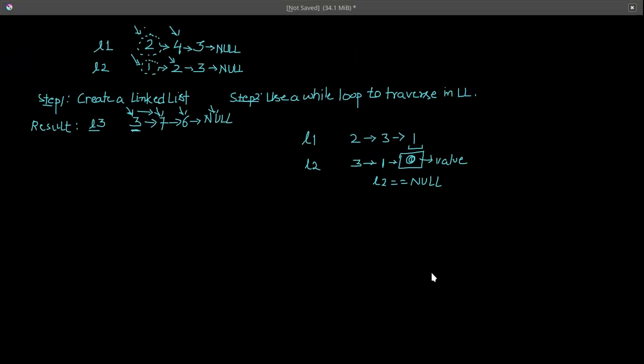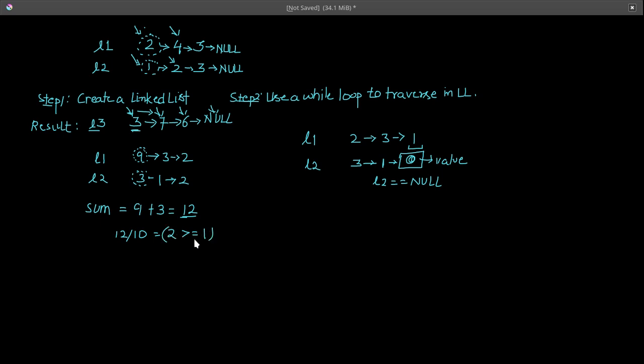Let's suppose you have linked list 1, and the value of linked list 1 is 9, 3, 2, and the value of linked list 2 is 3, 1, and 2. In this case, when we are running the while loop, the initial values are 9 and 3. When I add these two values, I will get 12, and we know that this is the sum variable. If you divide this value by 10, you get 2, which is greater than or equal to 1. So this if condition basically means that we are checking if there is any carry.